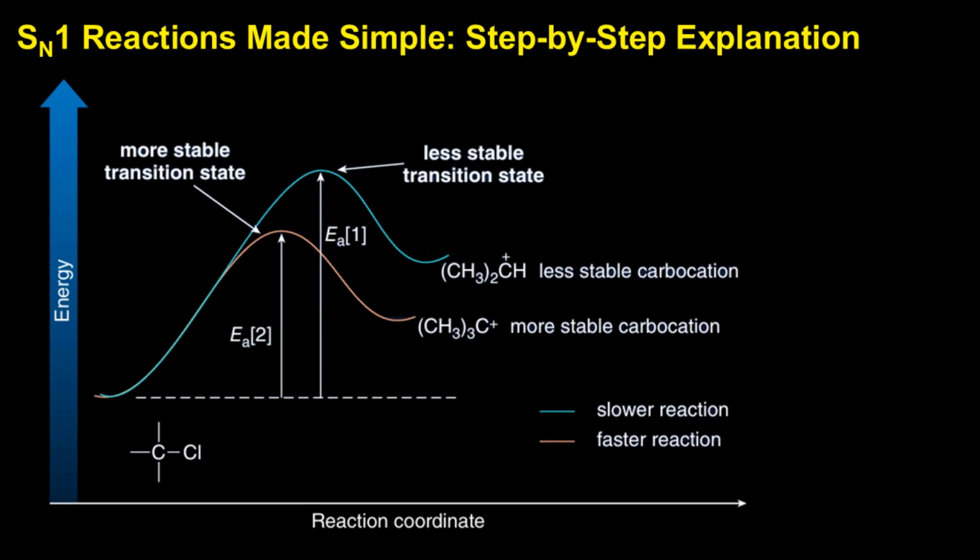It all comes down to Hammond's postulate. The rate-determining step in SN1 is carbocation formation, and it's an endothermic step. Hammond's postulate tells us that the transition state resembles the intermediate, in this case, the carbocation. So if the carbocation is more stable, like in the tertiary case, the transition state is also lower in energy. That's why the barrier, EA2, is smaller. In contrast, a less stable carbocation raises the transition state energy, and that's why EA1 is higher. Bottom line, stable carbocations lower the activation energy and speed up the SN1 reaction.